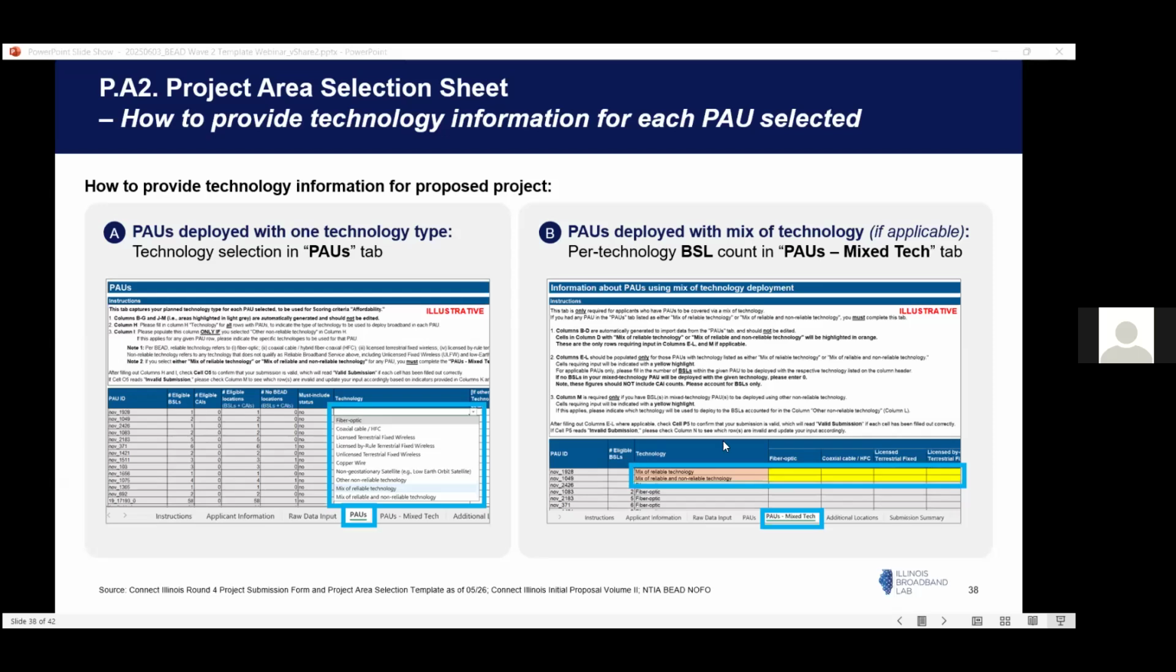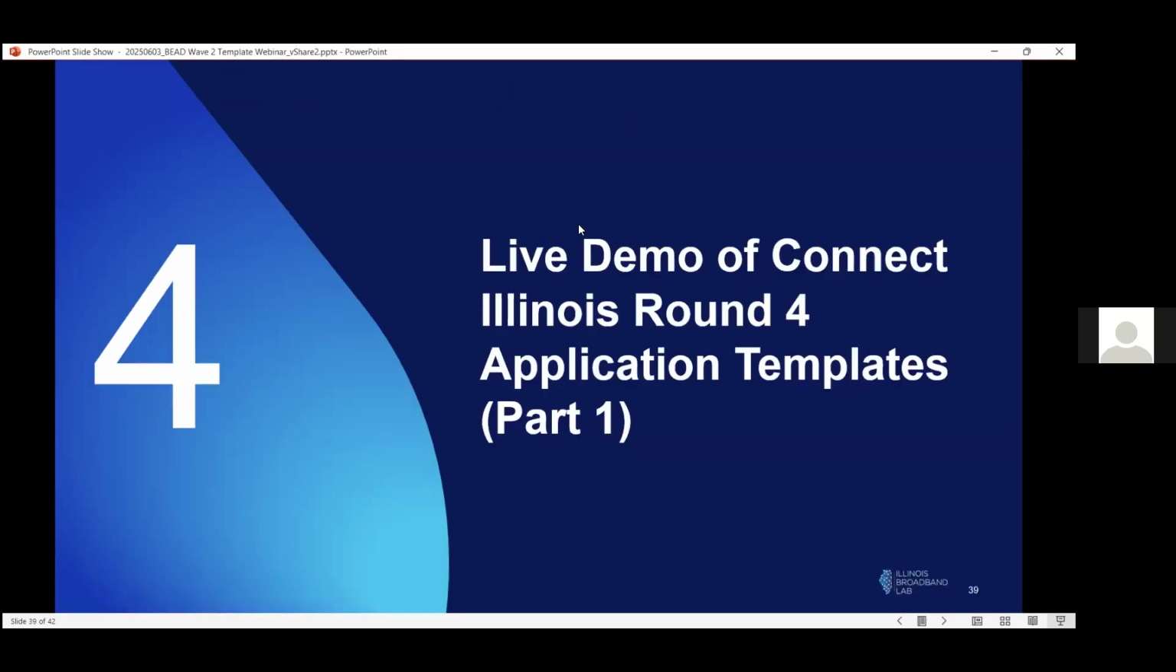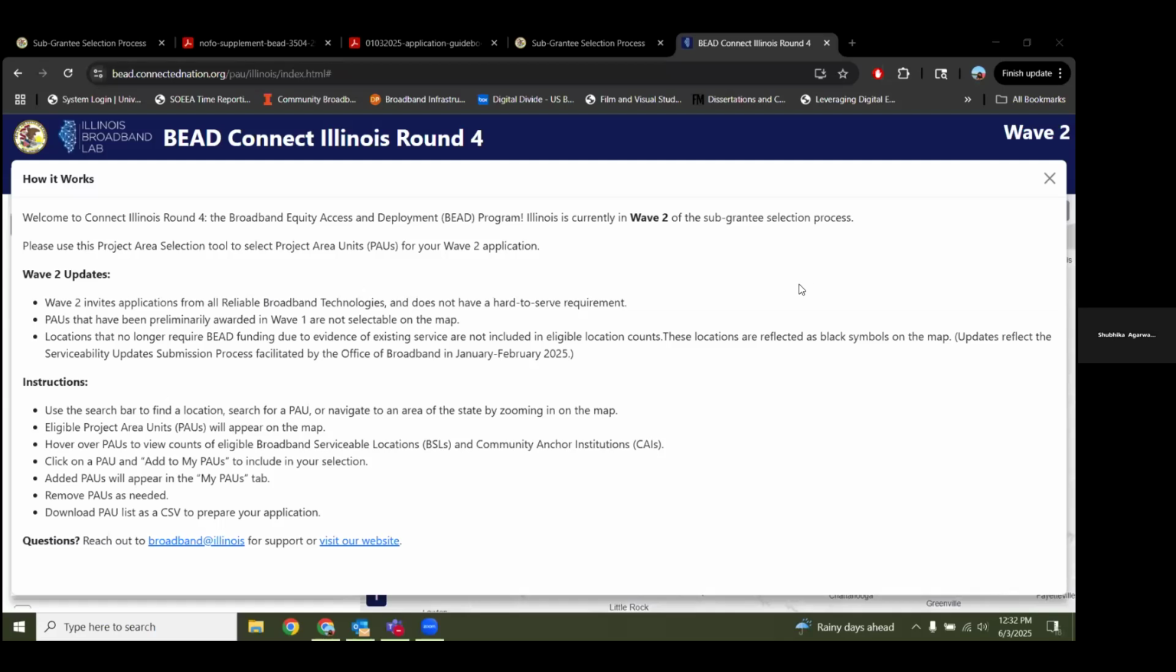So I think with that, we can move into the live demo and I can share my screen. So step one is essentially we'll be starting off with the PAU selection tool, which helps us get all of the information in the standardized format as we need it for the project area selection tool.